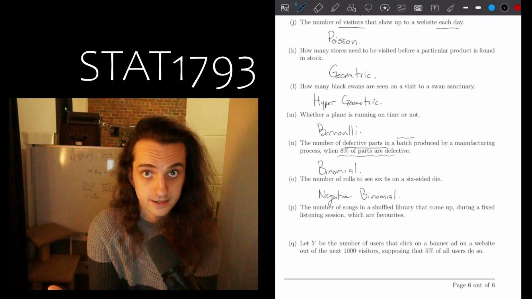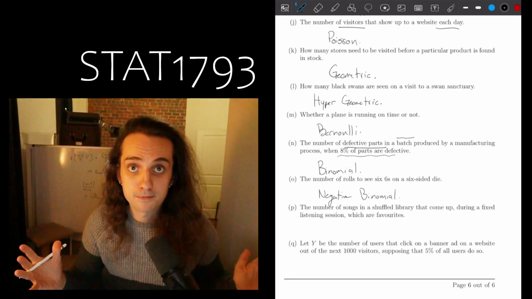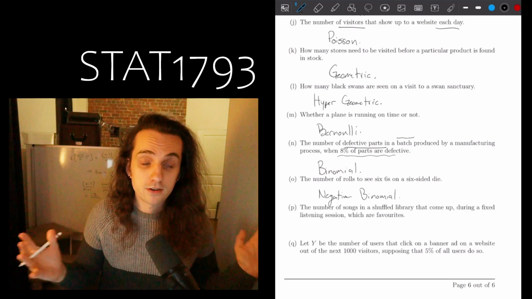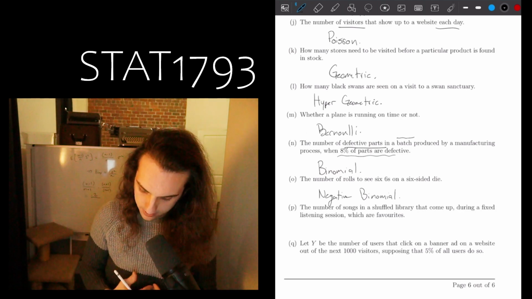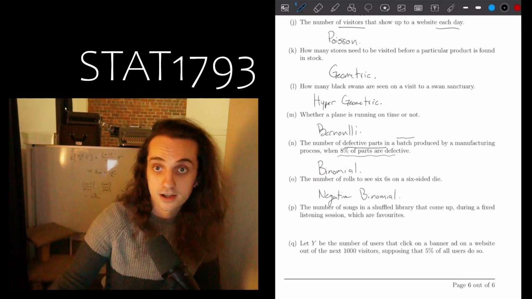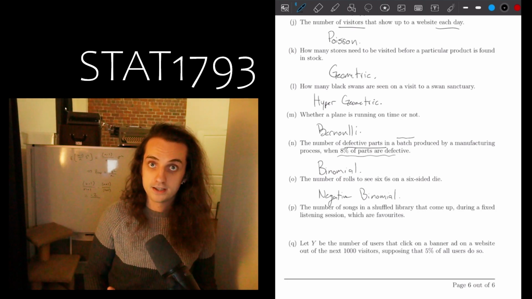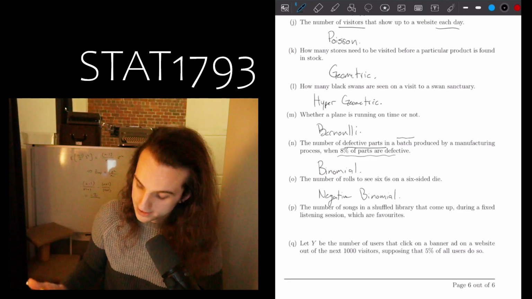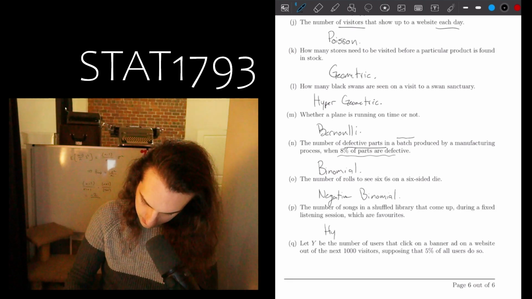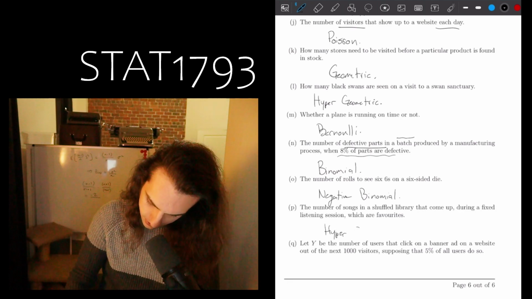The number of songs in a shuffled library that come up during a fixed listening session, which are our favorites, right? So what we're thinking about here is we have some library of songs, right? There's some number of them there. Some number of those are going to be our favorite songs. And what we want to know is how many, if we listen to, say, 100 songs, are going to be our favorites. We're sampling from this library without replacement. Anytime we're sampling without replacement, we get to hypergeometric.